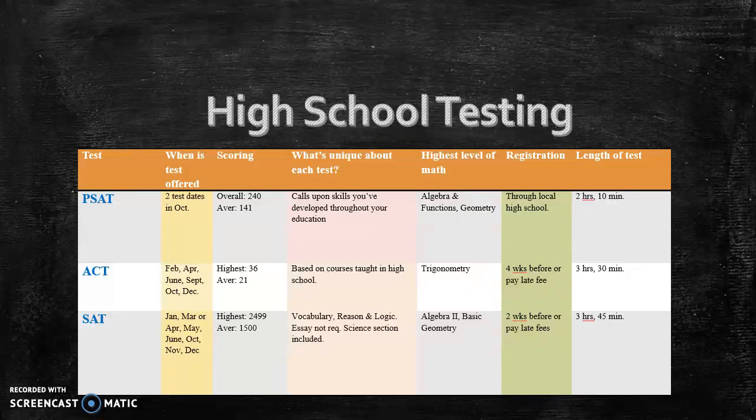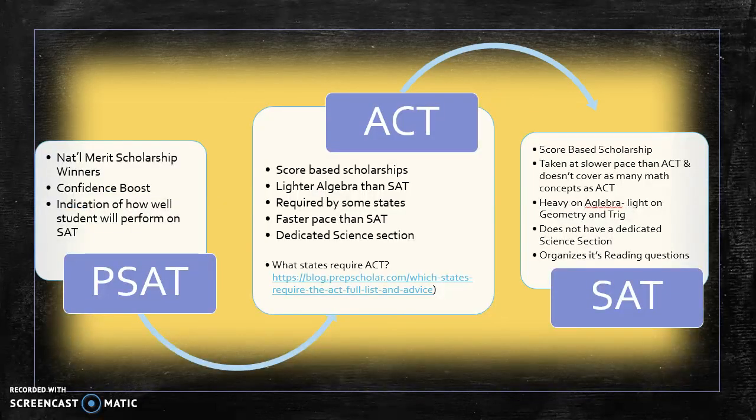The SAT is offered January, March, April, May, June, October, November, and December. The highest score is 2400 and the average score is 1500. It covers vocabulary, reason, and logic. Essays not required. There is a science section, and it does go over Algebra 2 and basic geometry. You need to register 2 weeks before or pay a late fee, and the test takes 3 hours and 45 minutes. So why should you take one test or another?